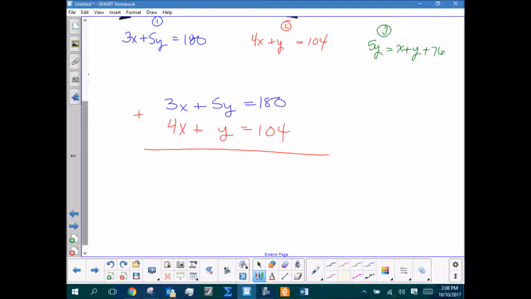Why I rewrote equation number 2 and moved that 76 to the other side. Our goal is to get columns in which we have like terms. We have our x's in this column, our y's in this column, and over here in this column, we just have our constant values, things that are non-variable.